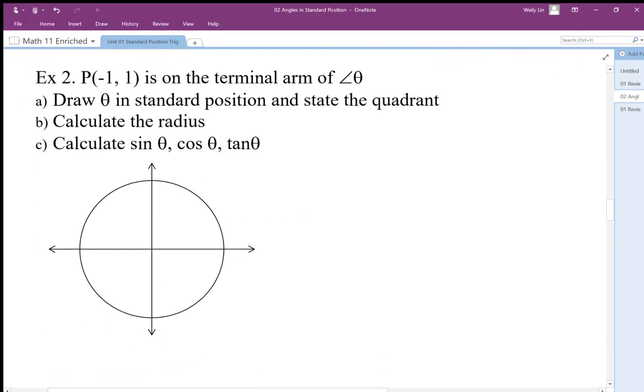Okay, so let's take a look at this one here. We have the position is going to be located by -1, +1, so it's going to be right about there. So it's going to be in quadrant 2, and that point locates that position of -1, +1.